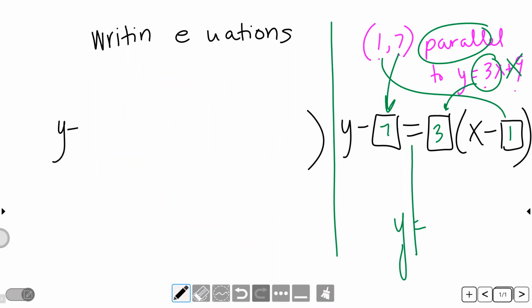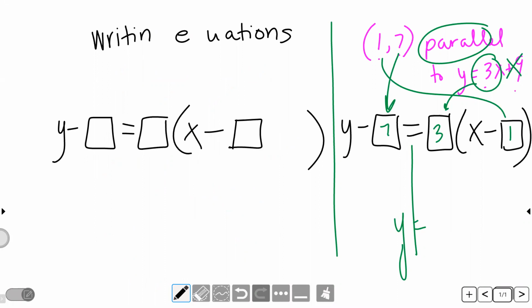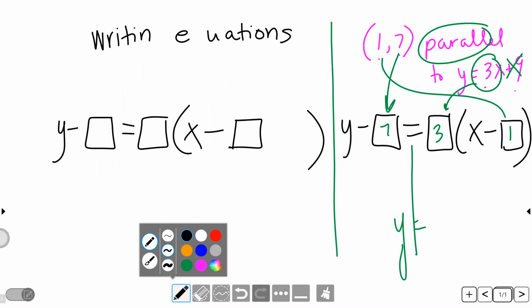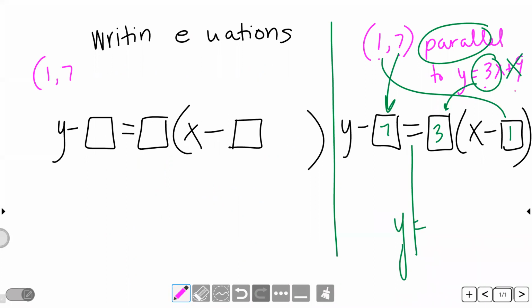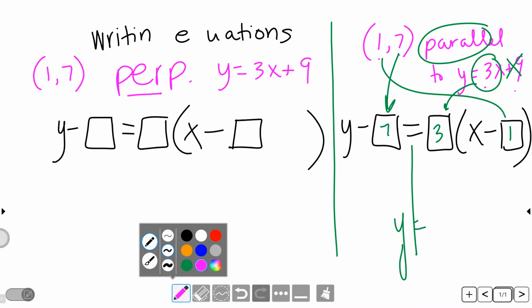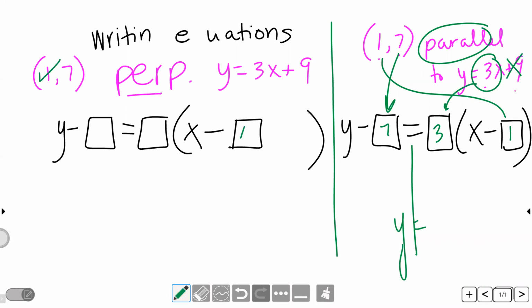So the third scenario, again, every time you see equation, think this formula. It's at least how you start out. So it's a little bit different if they say, I'm even gonna use the same numbers. Through 1, 7, but perpendicular to y equals 3x plus 9. So you kind of get into a pattern of always, this one goes back here, this one goes right here. And then you just have to think.